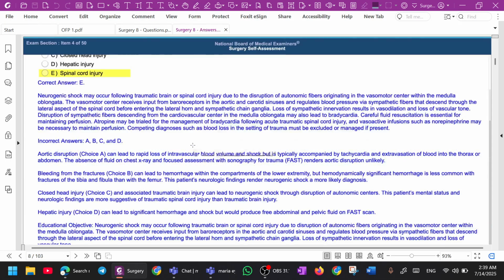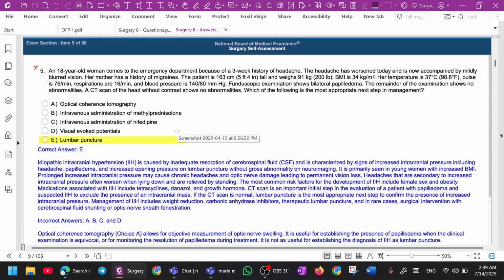Idiopathic intracranial hypertension is caused by inadequate absorption of CSF and is characterized by signs of increased ICP, like headache and papilledema, and increased opening pressure on lumbar puncture without gross abnormalities on neuroimaging. It is primarily seen in young, obese women. Prolonged elevated intracranial pressure may cause chronic headache and optic nerve damage leading to permanent vision loss.